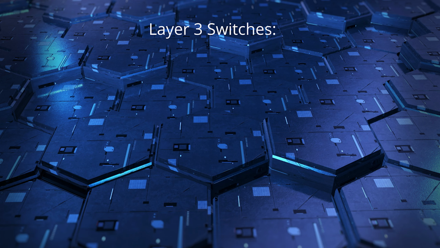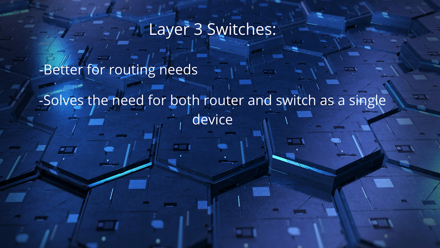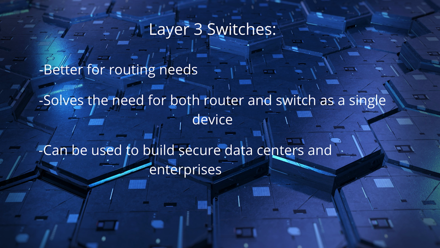In comparison, Layer 3 switches are the best option regarding scalability and routing needs. Instead of buying a separate router and a switch, it would be economical to go for an advanced Layer 3 network switch from Cisco, Juniper, or Aruba. Layer 3 switches can be used to build and design secure data centers and enterprise networks. Layer 3 switch can also work as a perimeter switch that will likely distribute the overall internet traffic inside an organization.